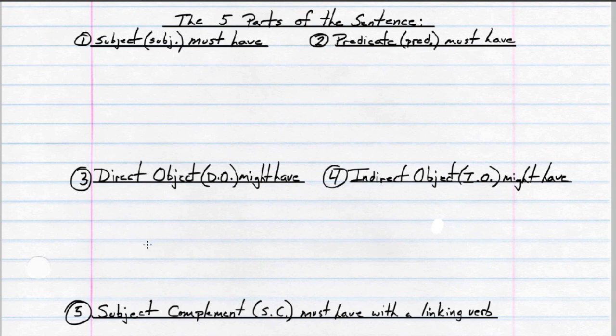And number 5. Number 5 is subject complement. Notice that complement is C-O-M-P-L-E-M-E-N-T. This is a different kind of complement than nice shoes. This is more of a complement of completes something. The abbreviation for which is SC. And then out next to that, we're going to put the words must have with a linking verb.